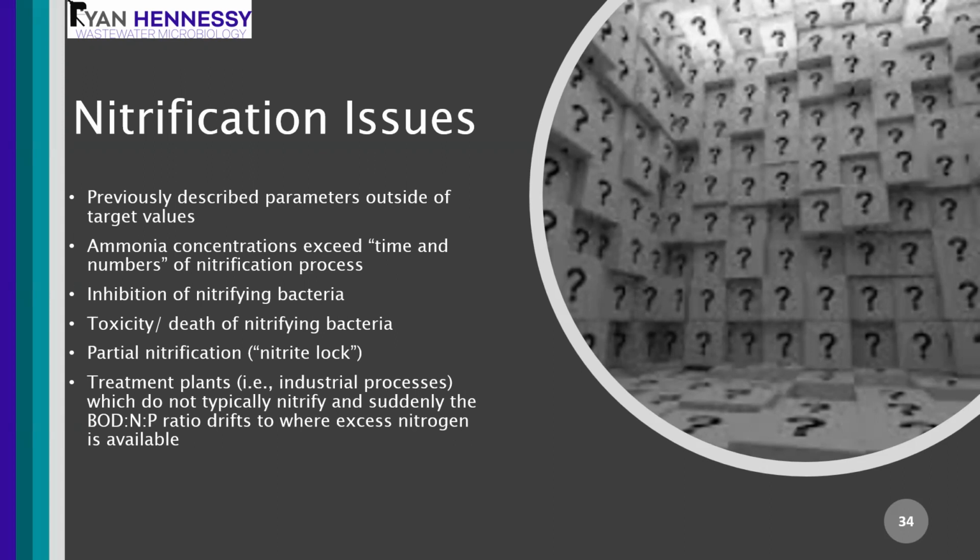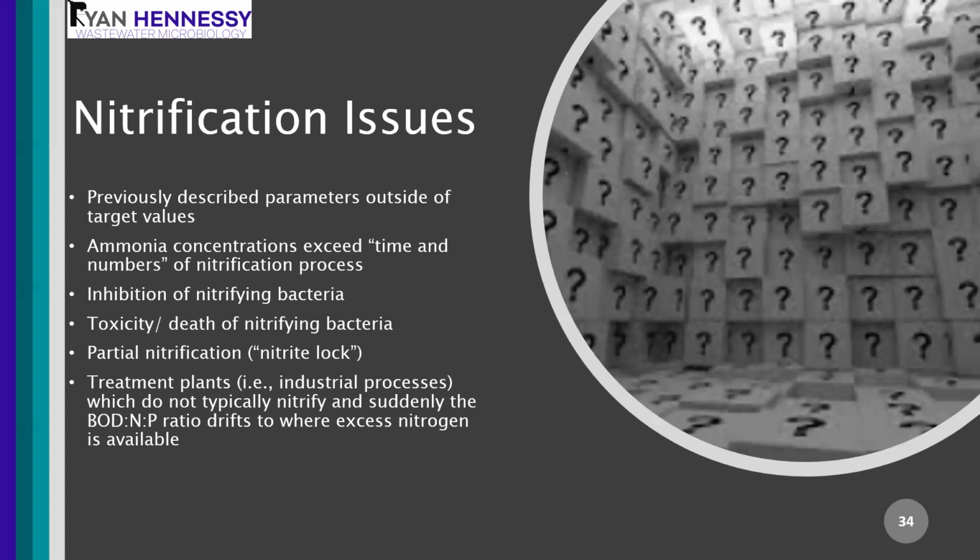Treatment plants that do not typically nitrify, and suddenly the BOD to N to P ratio drifts outside of what normally is. So for example, if you have a very low amount of ammonia naturally, and then all of a sudden your ammonia stays the same and your BOD decreases, which sometimes occurs in different industrial facilities, then all of a sudden you just don't have that carbon and that BOD, and you're left with a lot of ammonia left over.